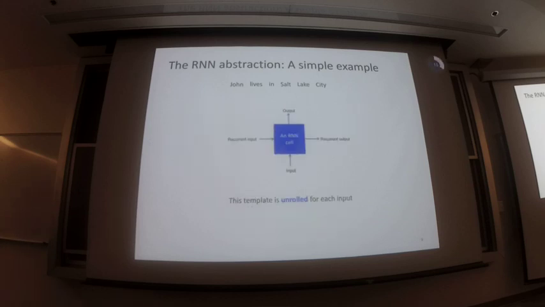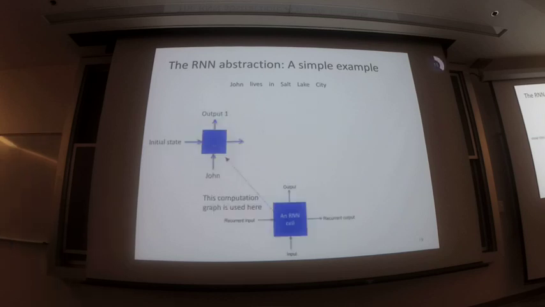Okay. So now let's look at this sequence. John lives in Salt Lake City. So here, considering our sequence of inputs, that's our sentence, John lives in Salt Lake City. We take the first word, and then we make a copy of the RNN cell. So as I said, the RNN cell is just a template.